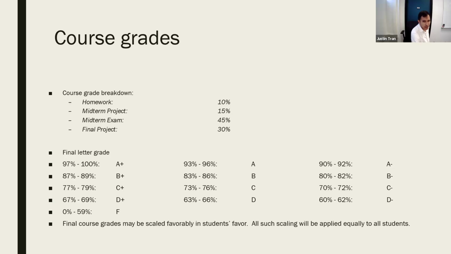Letter grades will be assigned. I think this is a pretty standard breakdown. So 90% and above are A's, 80% and above are B's, 70% and above are C's, 60% and above are D's. Okay. One thing I also do at the end of the semester is that I will scale grades.